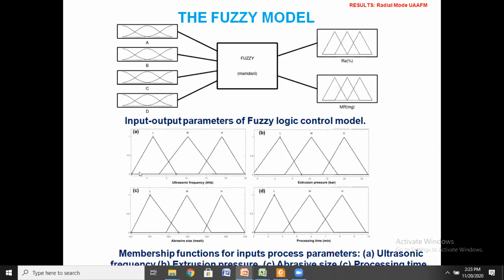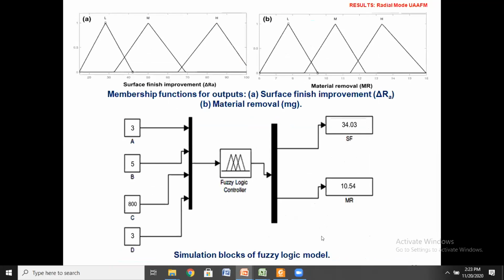0 means simple AFM, right? So here also you can see my maximum range in extrusion pressure is 22, but I am taking it up to 25. It means I am spreading the lower value and upper value in choosing the input variables, and I am giving the range for lower, medium, and high for all the four parameters. And the next step is the surface finish improvement. Also I am giving the ranges: low level, medium level, and high level.